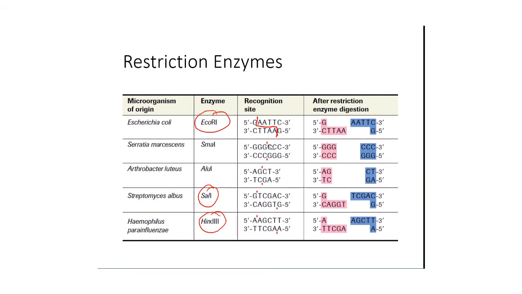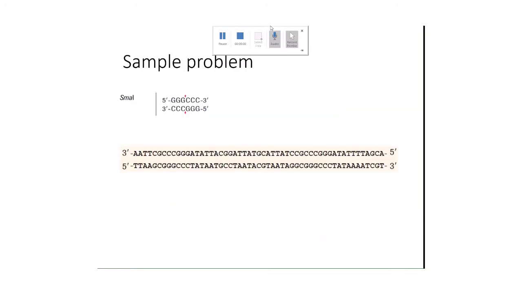So for the purpose of inserting a gene into a vector, a plasmid, we would be using restriction enzymes that create these sticky ends. Okay, so EcoR1, Sal1, and HindIII would be useful for the purpose of inserting a gene into a vector. So let's do a sample problem.